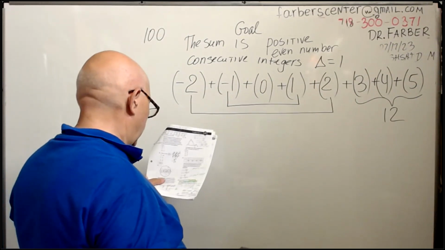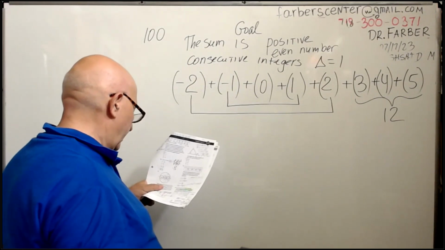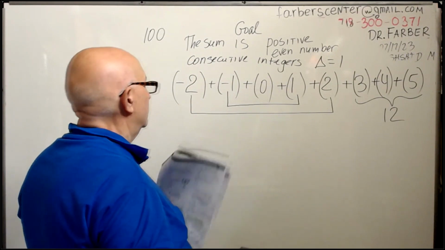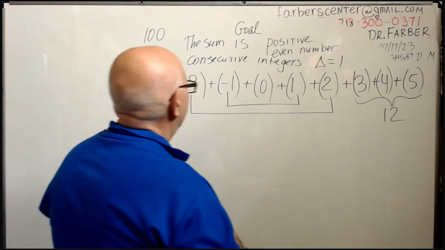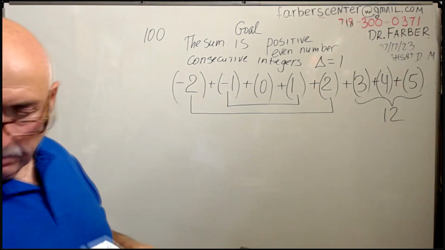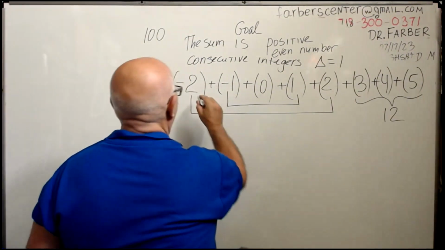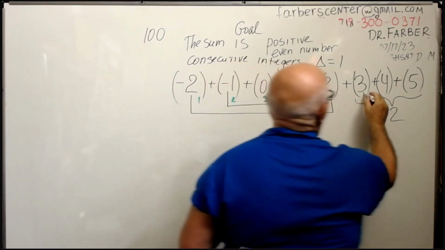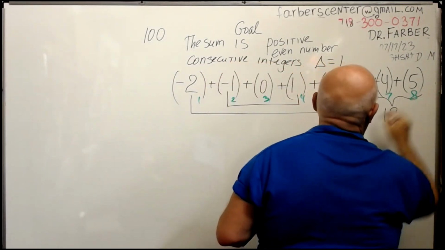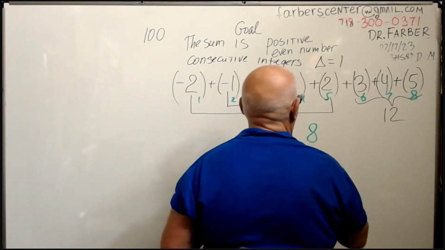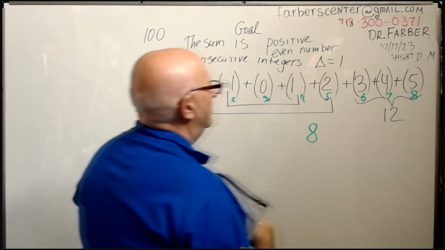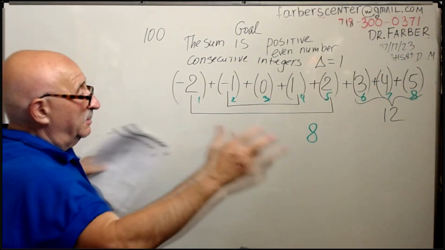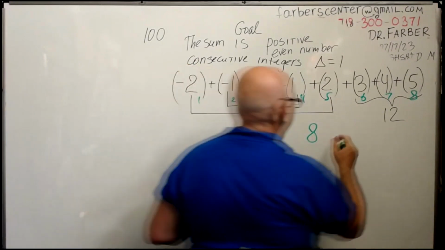And now they ask you, what is the least possible number of integers that can be in the set? Well, just count all of them. This is 1, 2, 3, 4, 5, 6, 7, 8. Bingo. The answer is 8 integers. If you have 8 consecutive integers, the sum of all of them is 12.